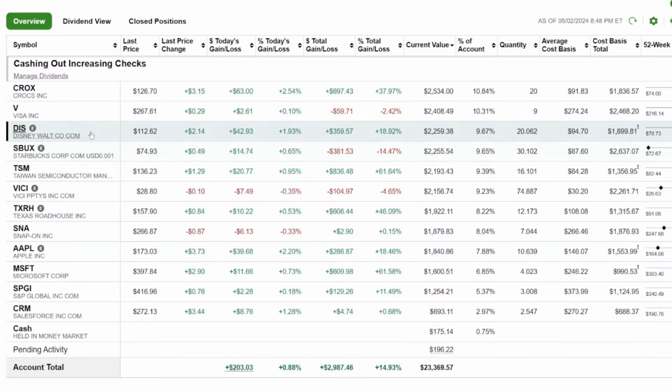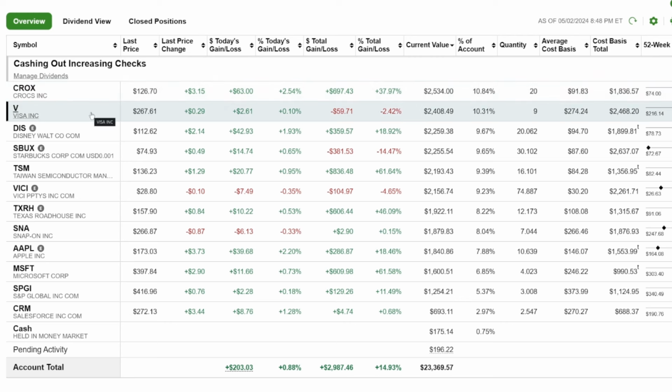As you could see my portfolio here on Fidelity, we could see all my positions right here and all the data around my positions. We could see that Crocs still makes up the largest part of my portfolio at about 11% of my portfolio, but Visa is now a close second at about 10.3% of my portfolio. And this is one that I actually want to make my largest position in my portfolio.